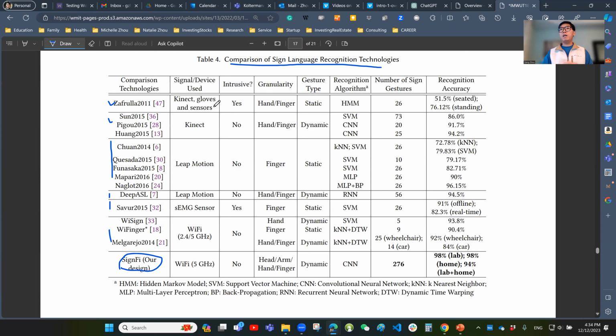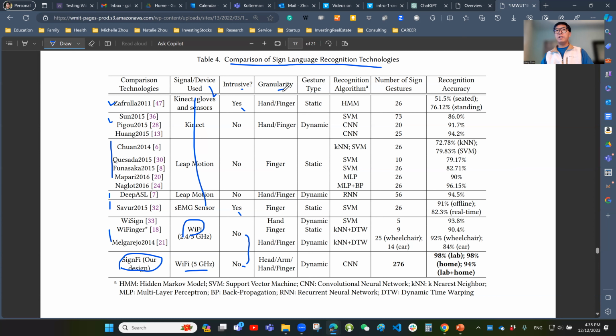We have multiple columns to show the commonalities of each group. For example, what sensor do they use? We use Wi-Fi. There is another group that uses Wi-Fi, right? But the rest don't use Wi-Fi. So the difference is clear. Now, are they intrusive? You see many of them are, yes, intrusive, but we're not, because we use Wi-Fi. The other group is also not.